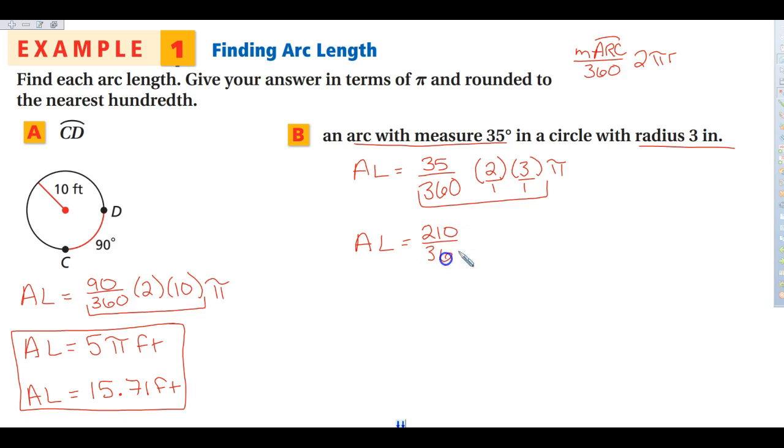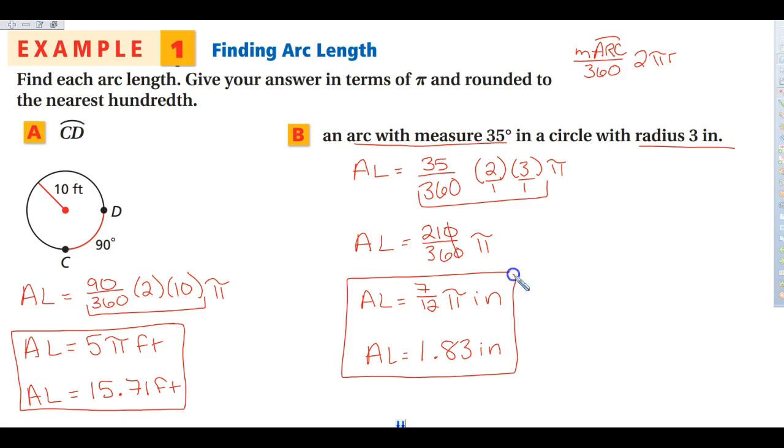over 360 times pi. Now we're just going to reduce this fraction. So the first easy reduction is dividing by 100. And we get 21 over 36. And then when we can divide both top and bottom by 3, we're going to get 7 over 12 pi. And our unit is inches. Okay, we are also going to put this in the calculator. And this is going to give me 1.83 inches when I round to the nearest hundredth.